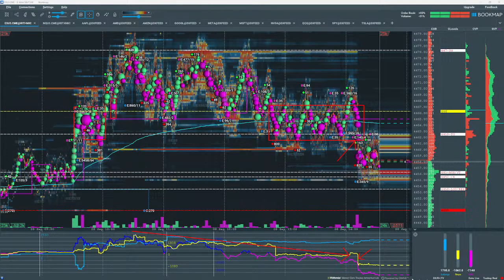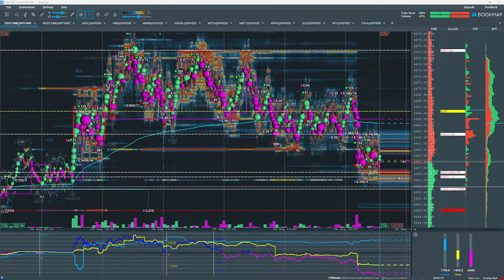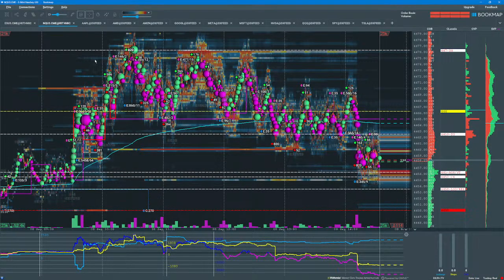So, you know, who knows what will happen in the next 90 minutes, but based on what I see right now, I would not be looking for a long. Again, that could change. You know, as Mark Douglas says, anything can happen at any time. Let's take a look at NASDAQ and then we'll wrap it up.